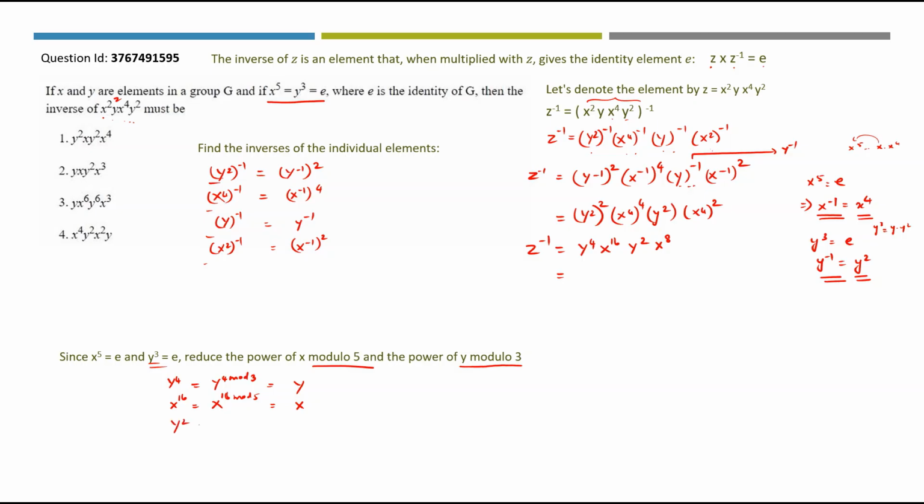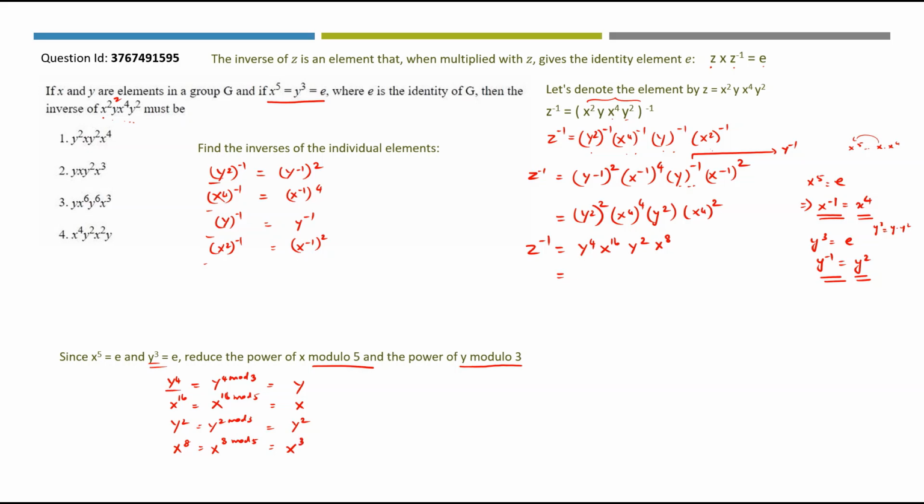What about y square? What is y power 2 mod 3? It is y square again, because 2 is not divisible by 3. What about x power 8? We have x power 8 mod 5. 5 ones are 5. 8 minus 5 will give 3 as the remainder. So we have x cube here.